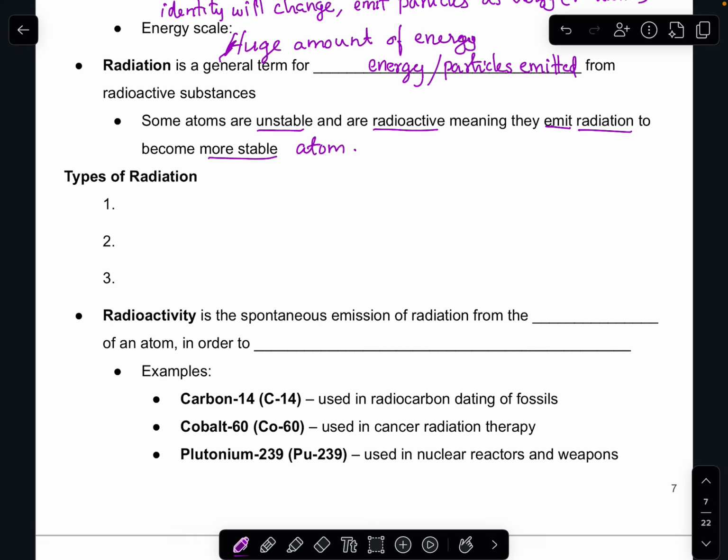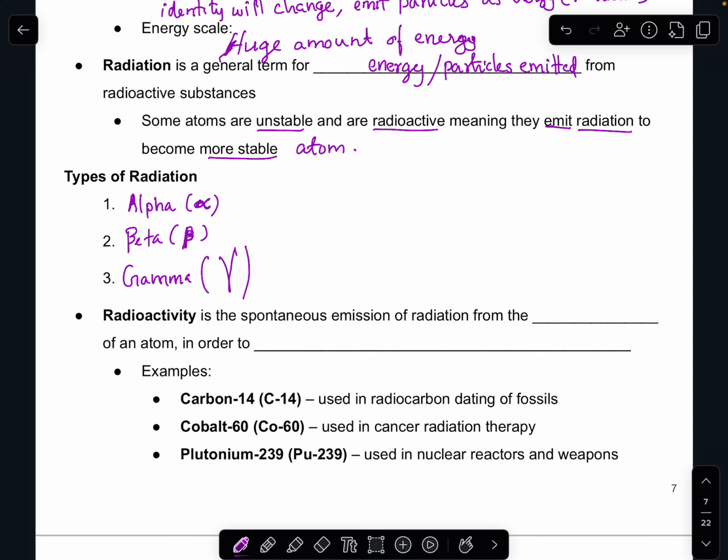The first one is called the alpha particle. Alpha, using Greek letters, the symbol is like this. You can write a lowercase a. Okay, alpha. The second one is beta, the beta particle. You can write a B with a tail. And gamma, it's like an R.